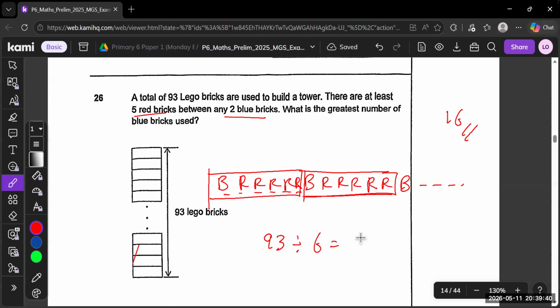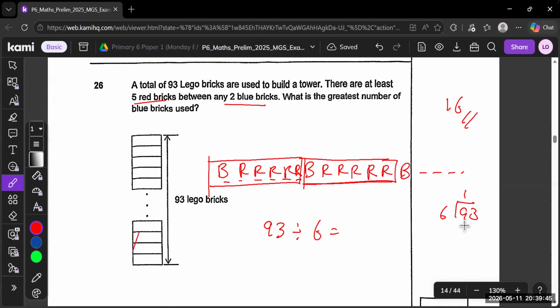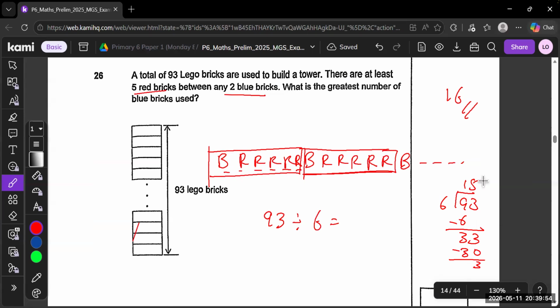Divide by six. And you can't use calculator. You should be able to get the remainder. So if you use a calculator, you will not be able to find the remainder. But if you do your working, you would be able to get the remainder, which is remainder 3. And what is remainder 3? The last three bricks, which cannot form a group. And what are the last three bricks? Blue, red, red. And there are 15 groups.